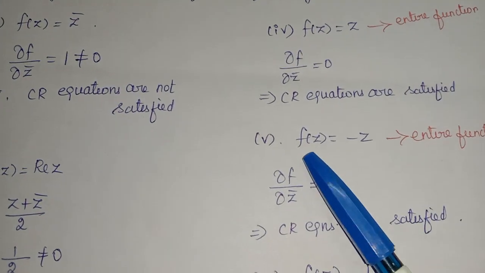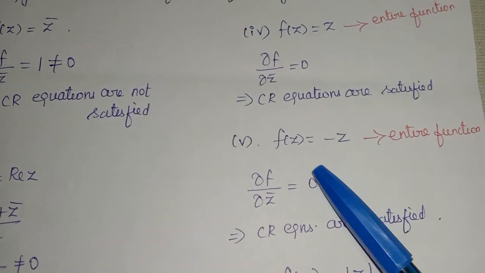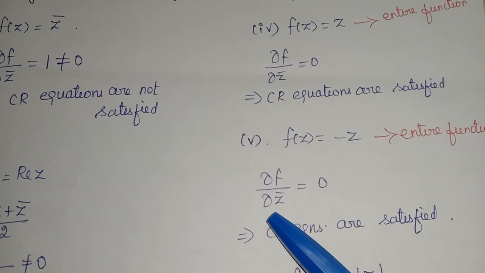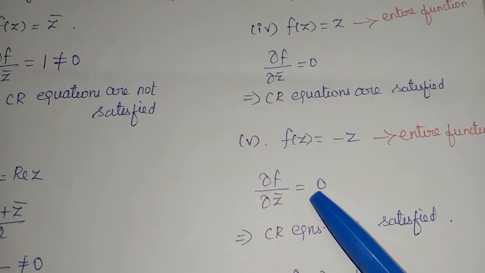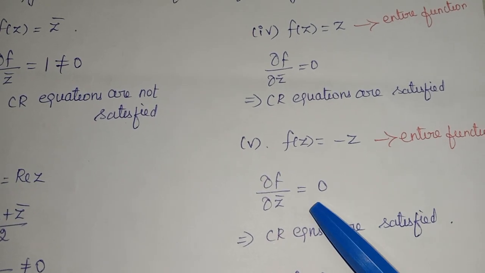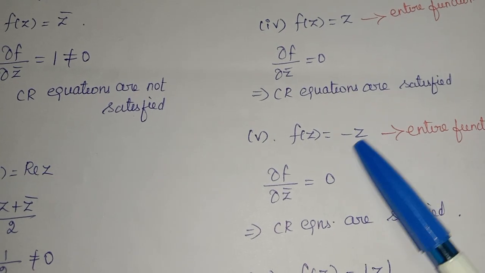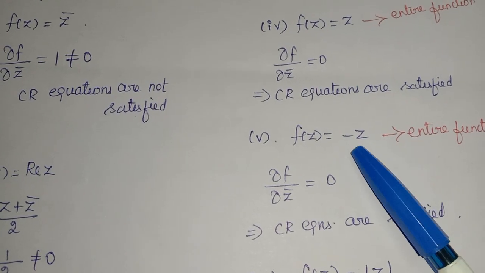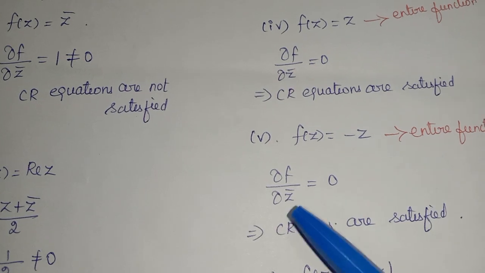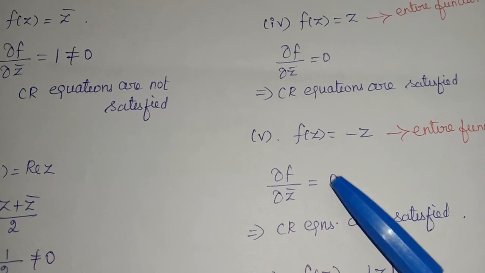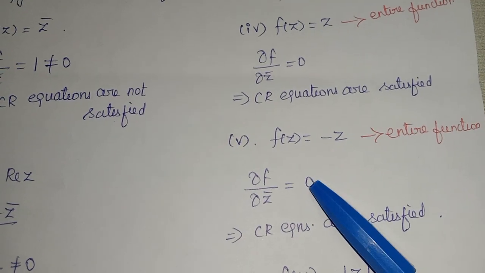Next problem, f of z equal to minus z. I have just changed the sign here. So dou f by dou z bar equal to 0. So the CR equation is satisfied. What about the continuity of the partial derivatives? Yes, they are also continuous because we are having only polynomials, no? Polynomials are continuous functions only. So CR equations along with continuity imply differentiability.